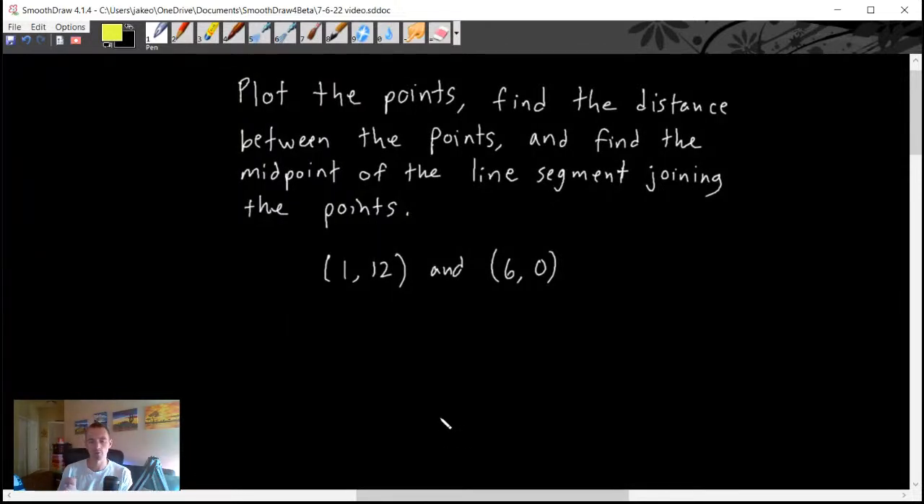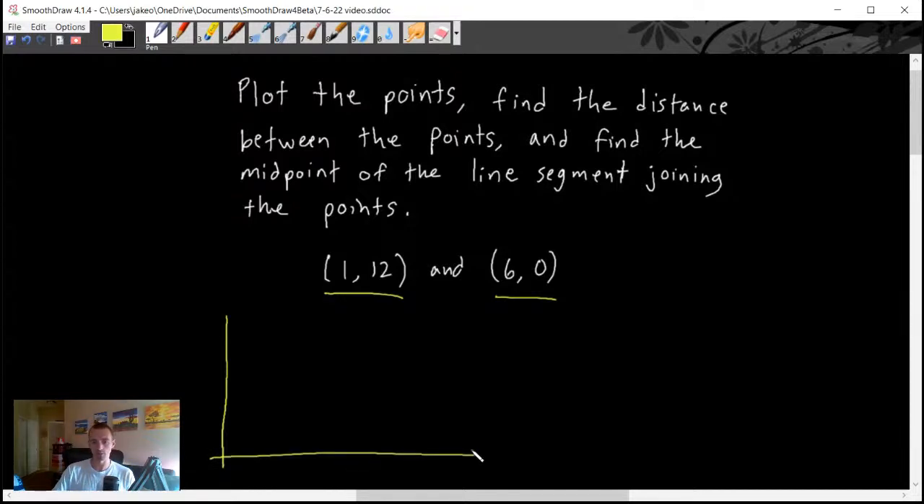So what we're going to do is we're going to plot the points, find the distance between the points, and find the midpoint of the line segment joining the points. So the 2 points we have are 1, 12, and 6, 0. So first step, plotting the points. Now that's going to be very similar to what we just did in our scatter plot example.